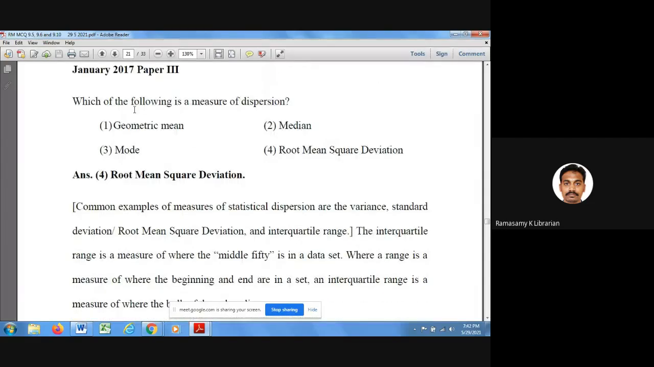Next one. Which of the following is a measure of dispersion? Geometric mean, median, mode, or root mean square deviation. See, please understand, mean, median, mode, all these are measures of central tendency. Okay, only this root mean square deviation, only this standard deviation is called a measure of dispersion.